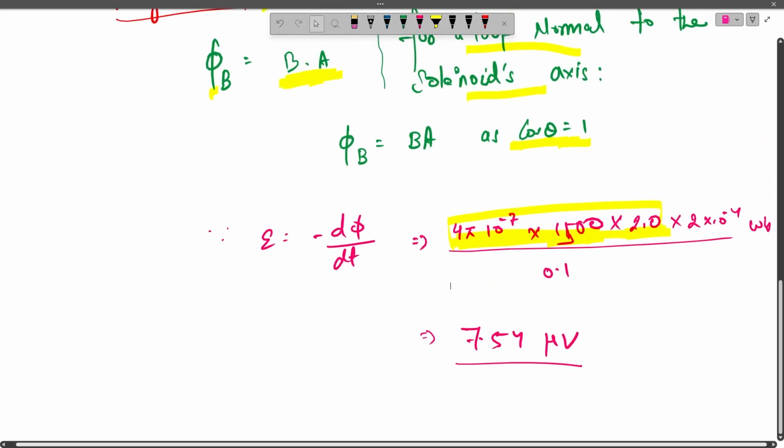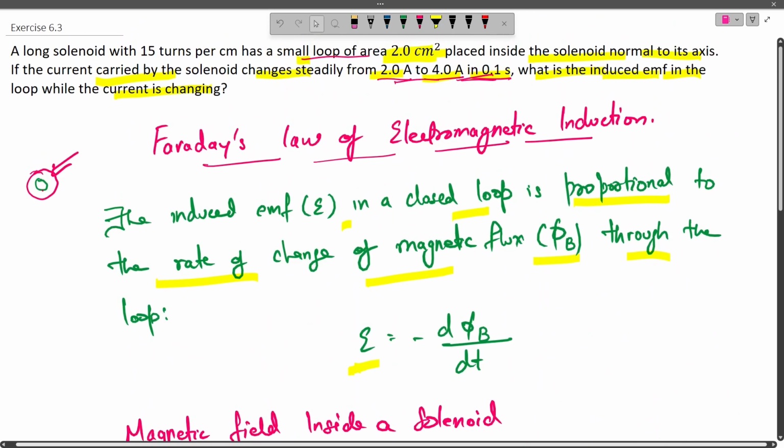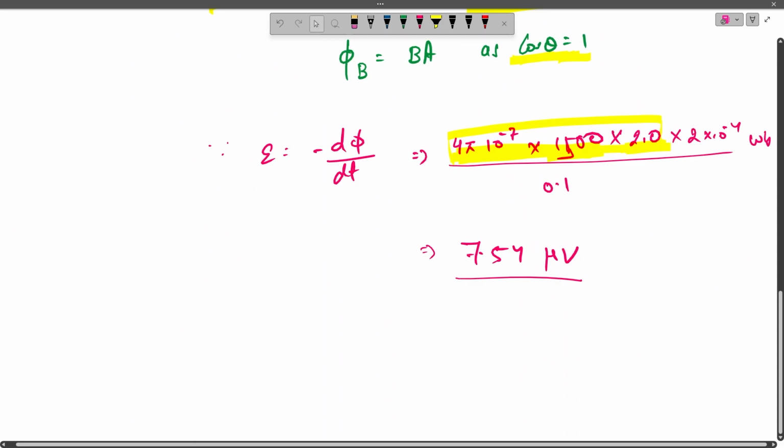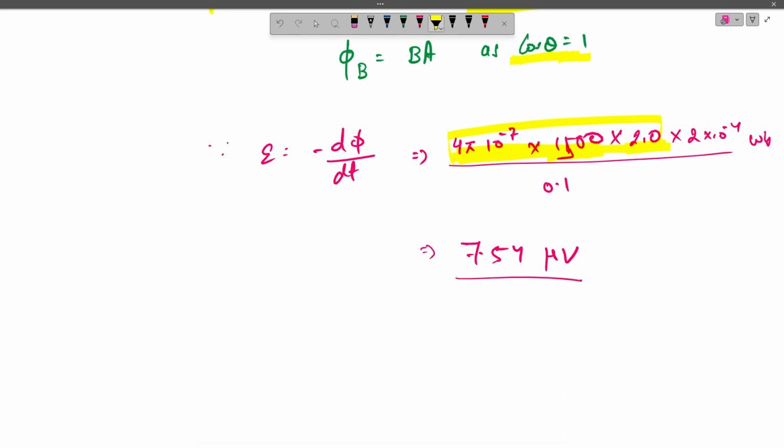Here 1500 comes from the data given in the question, 15 turns per centimeter. If we convert centimeter to meter, 15 turns per centimeter, and 1 meter equals 100 centimeters, so we have to multiply it by 100. So we get 1500 turns per meter. That's how we got 1500, multiplied by the area of the coil, that is 2 into 10 to the power minus 4 meter square, divided by the duration of time, that is 0.1 seconds. So here we will get 7.54 microvolt. Thank you.